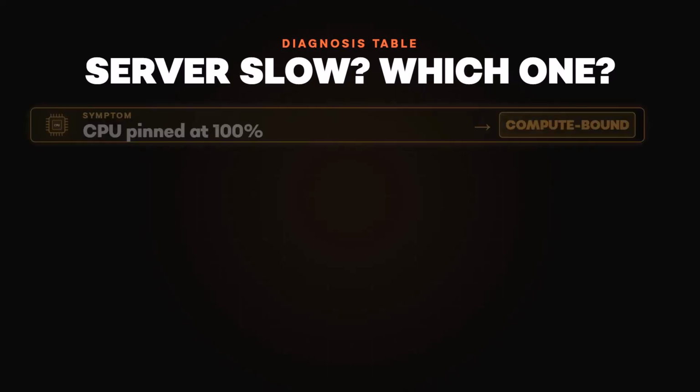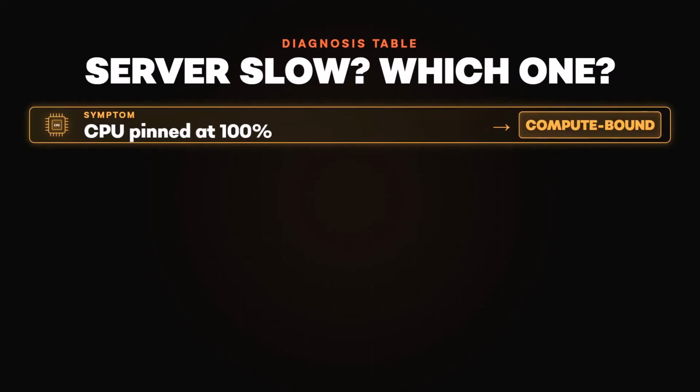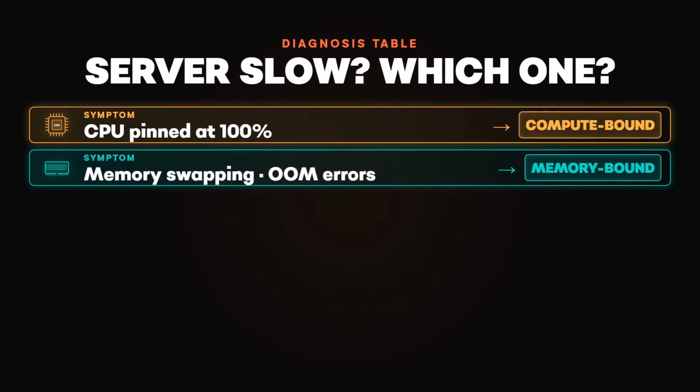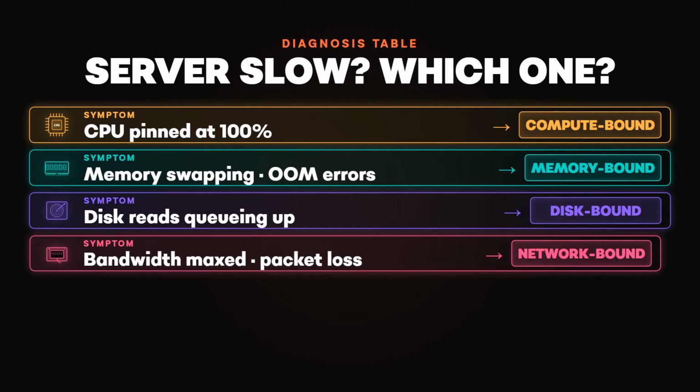Look at the diagnosis table. CPU pinned at 100%: you are compute bound. Memory swapping or out of memory errors: you are memory bound. Disk reads queuing up: you are disk bound. Bandwidth maxed with packet loss: you are network bound. Every scaling problem fits into one of these four rows.